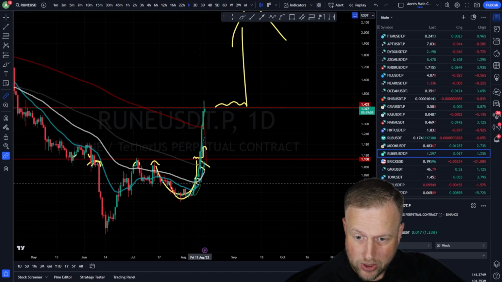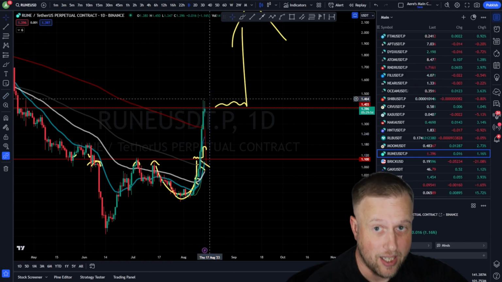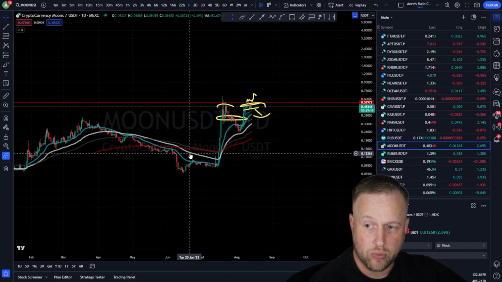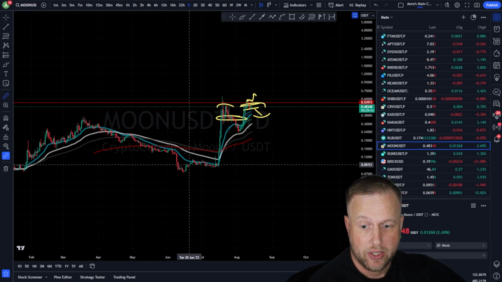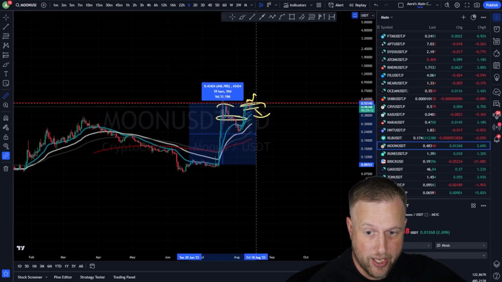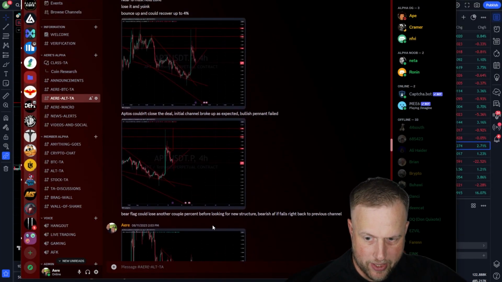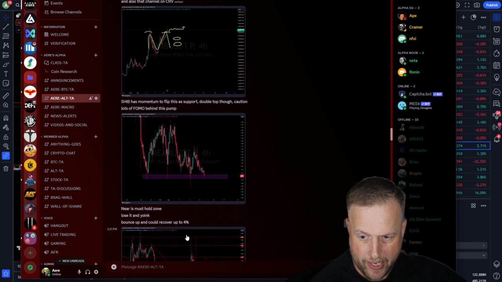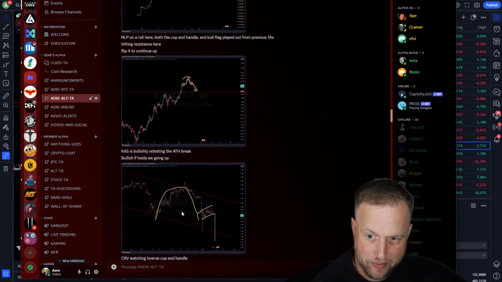Since then, it's run up 50%. Huge. I started talking about the cryptocurrency subreddit, Reddit Moons coin, back in early July. Since then, it's up 500%. R broke out to my expectation, to the dot. Aptos broke out to my expectation. SHIB broke out to my CRV.